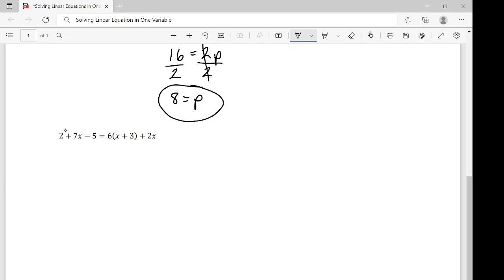Finally, I have 2 plus 7x minus 5 equals 6 times the quantity x plus 3 plus 2x. So I see that I have a 2 and a negative 5 that are like terms on this side, so I'm going to combine them. That's going to give me negative 3 plus 7x, because there's no like terms over here on the left. Now I'm going to take this 6 and distribute it inside the parentheses on the right. I'm going to get 6x plus 18 plus 2x.